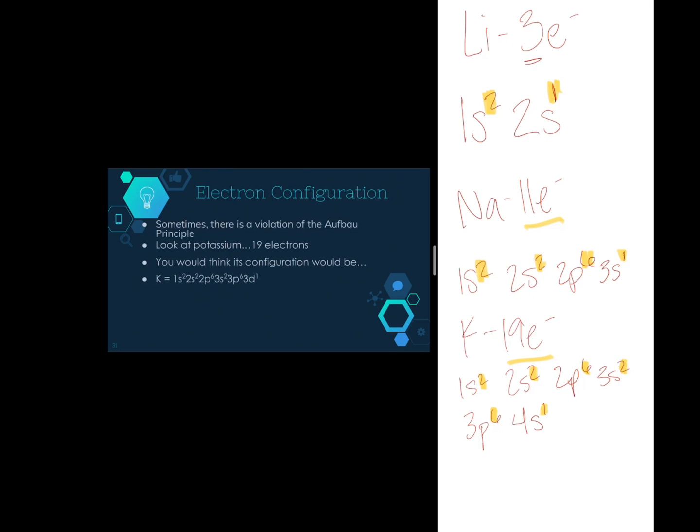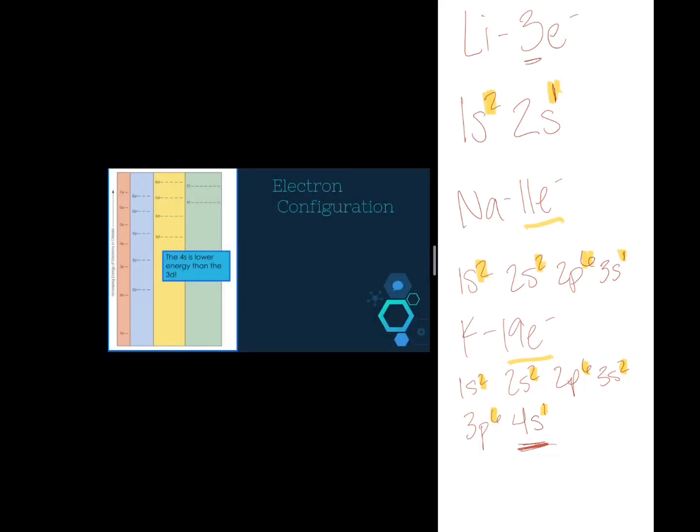Sometimes people think that after 3p, you would go to 3d, because that seems like it makes sense for numerical order. However, it's actually what we just wrote. This 4s has to come before 3d. When I show you the shortcut also, it'll make a lot more sense.